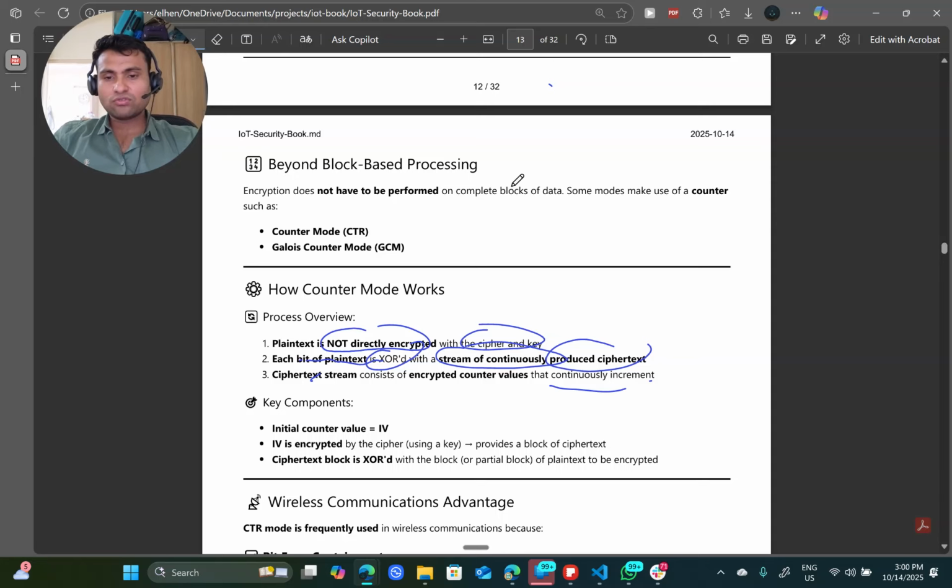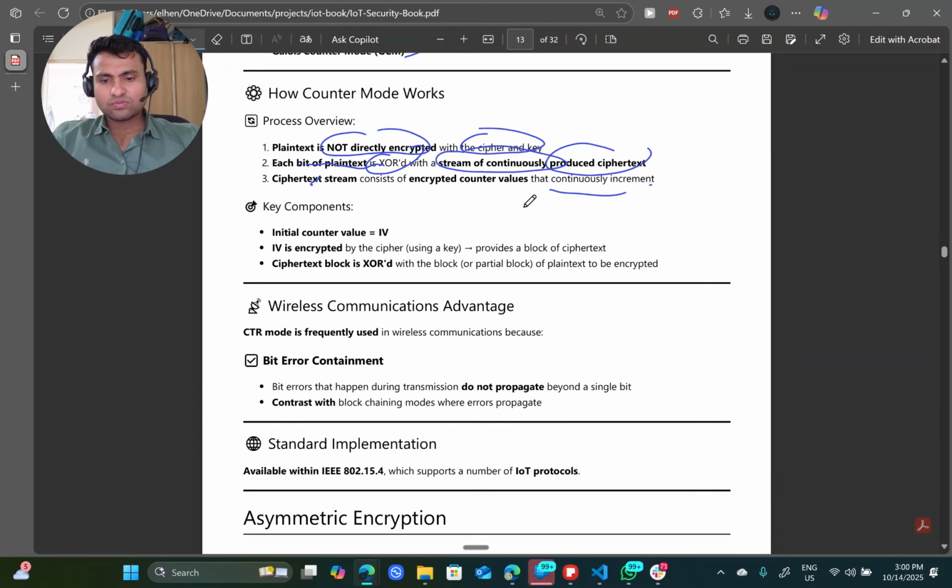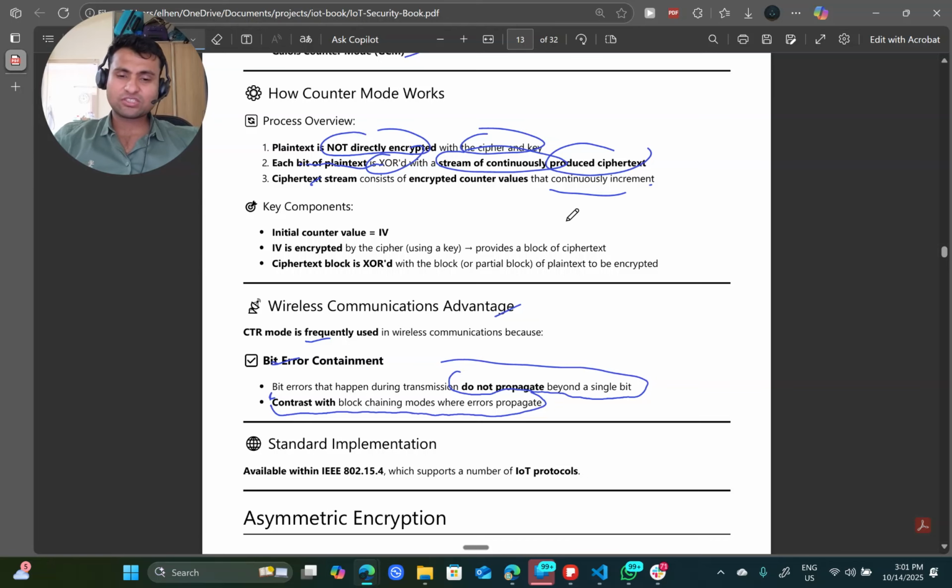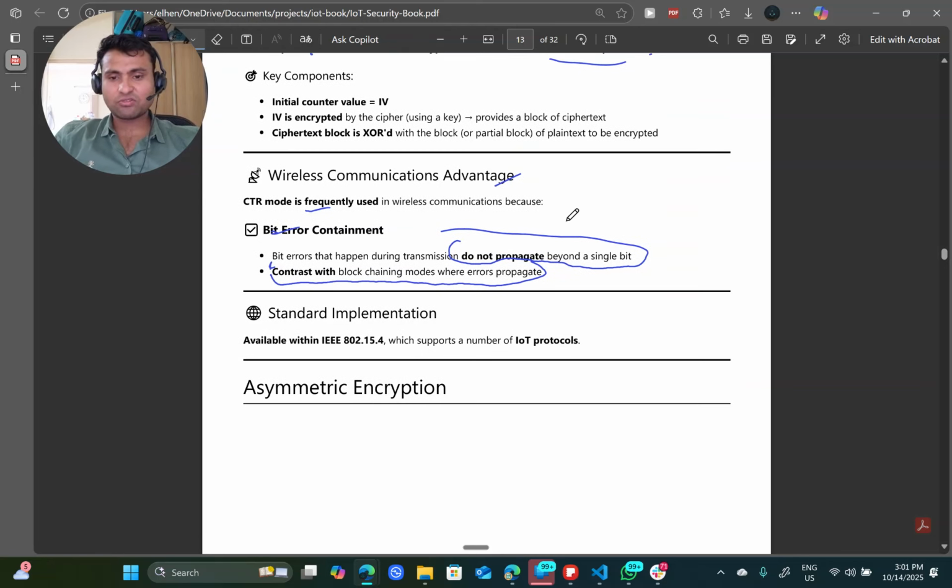It is of two types, the counter mode and the Galois counter mode. What is important for us is that in wireless communication, CTR mode is frequently used because it can contain the bit errors we saw earlier. Bit errors that happen during transmission do not propagate beyond a single bit. The important point is the contrast with block chaining modes where the error propagates. You can see some animations on this, it will be helpful, but we'll proceed from this point.